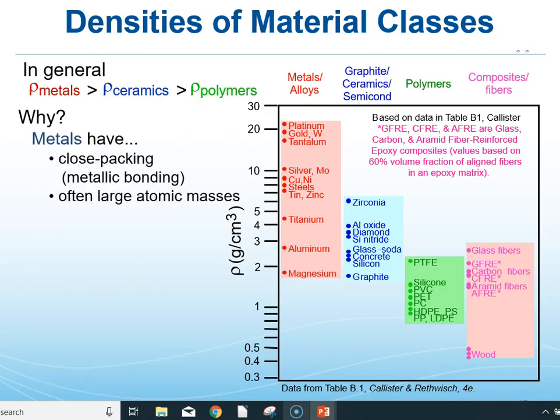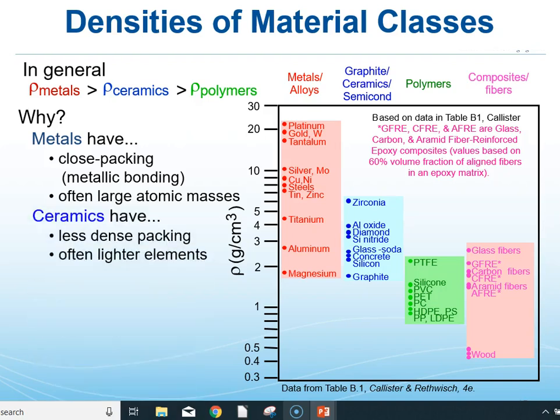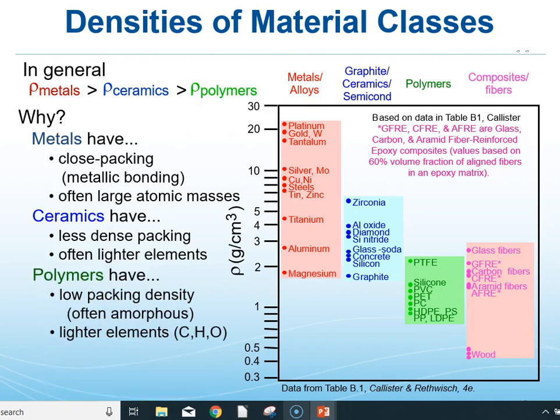So as a recap, metals have close packing and often large atomic masses or atomic weights, and ceramics go the other way. Not all, but most. Polymers kind of are low on both. They tend to be organic, which means they're carbon, hydrogen, oxygen, maybe a little nitrogen. Even your heavier polymers, which tend to be silicones, even those are light compared to, say, platinum, for instance, and they have the lowest packing when they're crystalline, and when they're amorphous they're even less dense.